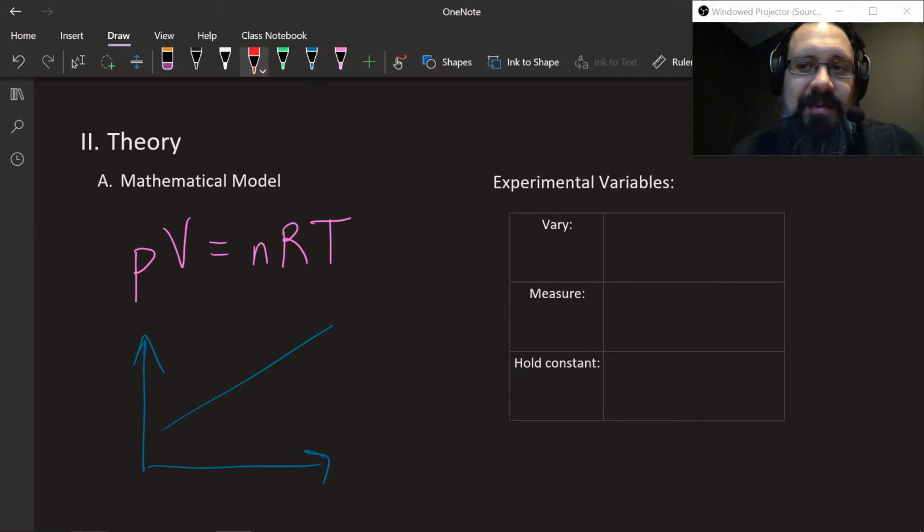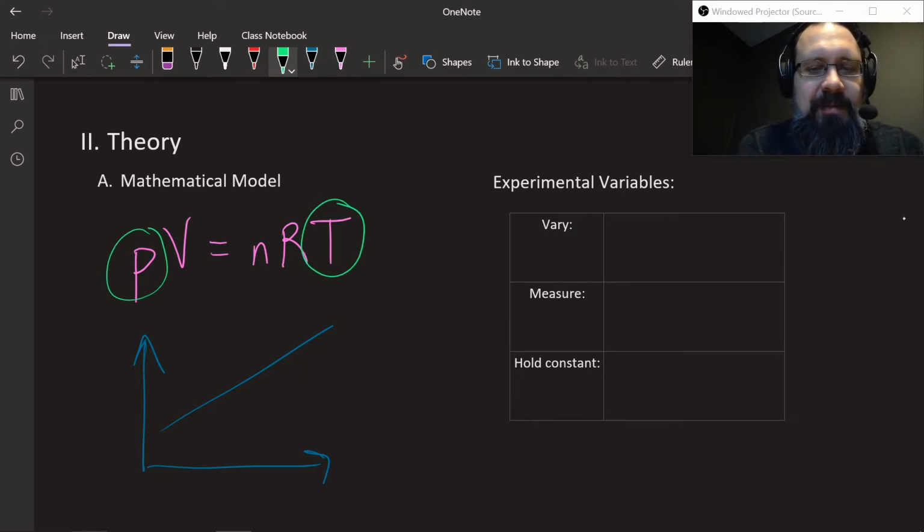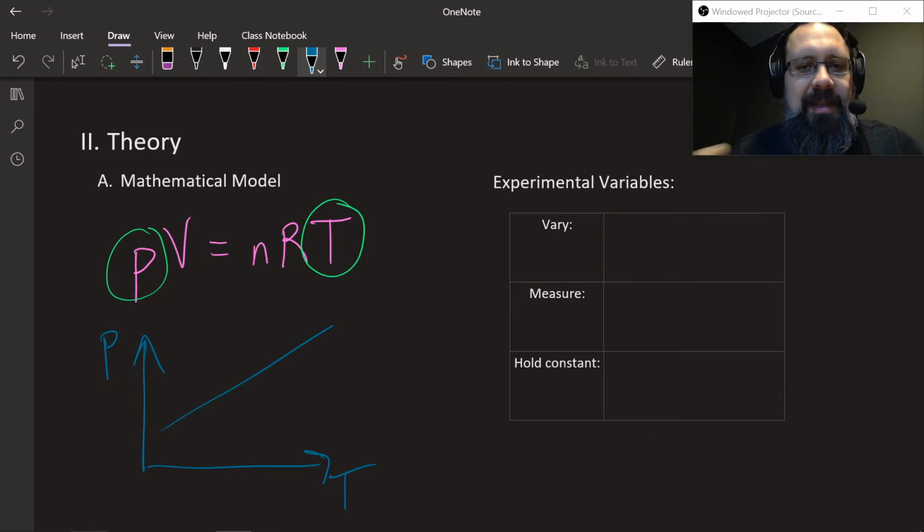In our case, the two quantities that have a linear relationship are the pressure and the temperature, as we discovered in a previous experiment. So we can graph the pressure against the temperature, and we know that we're going to get this linear relationship. So what that means is we need to define or decide or choose our experimental variables.